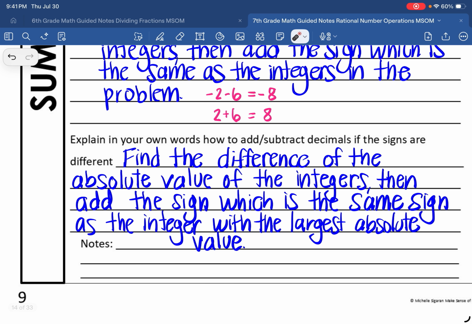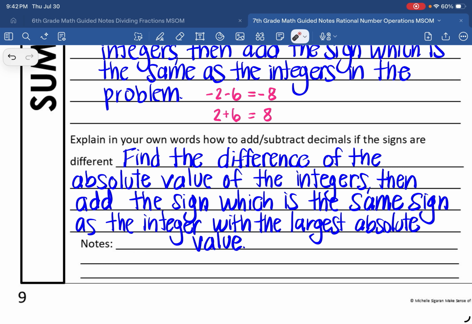Explain in your own words how to add or subtract decimals if the signs are different. So you're going to find the difference of the absolute value of the integers. Or in other words, you are going to pretend that the decimals are all positive and you're just going to take the largest minus the smallest, assuming they were all positive. And that's what I mean by absolute value. Then go back and add the sign, which is the same sign as the integer with the largest absolute value. So if it was positive, which one is the largest, and use that sign.